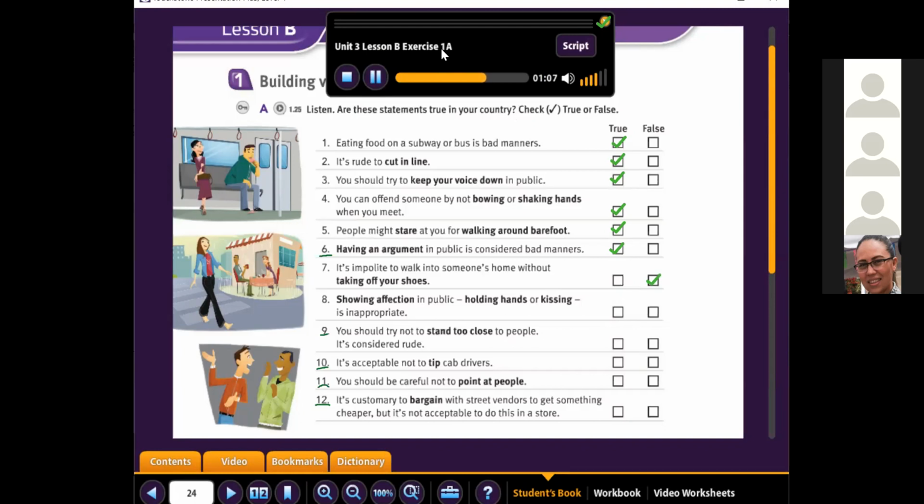Number 8, showing affection in public, holding hands or kissing, is inappropriate. So what do you think? Is it true or false? False. False? I think it's true.